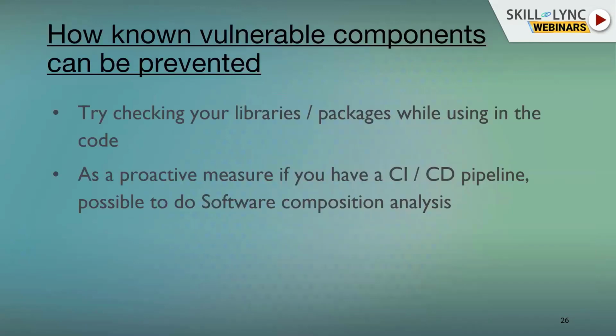How can you prevent known component vulnerabilities? Predominantly, when a developer is using third-party libraries in code, it is essential as a practice to check in NVD whether the version I'm using has a low CVSS score, and what vulnerabilities it is tracking, before using it. There is another measure that is also followed: in the CI/CD pipeline, we do something called software composition analysis.